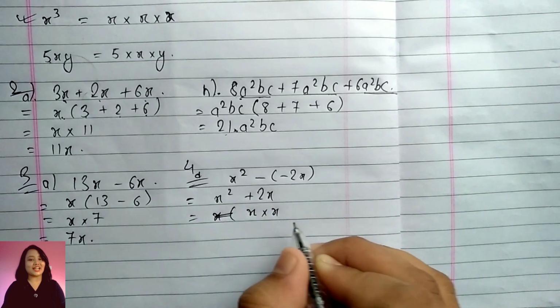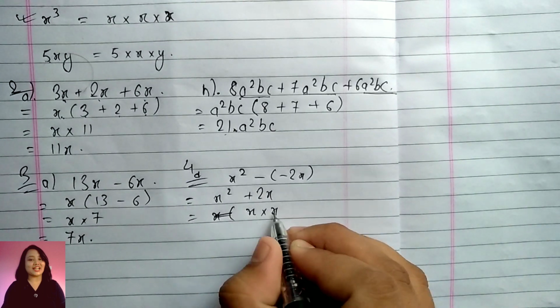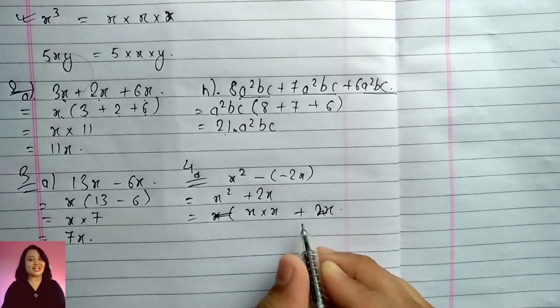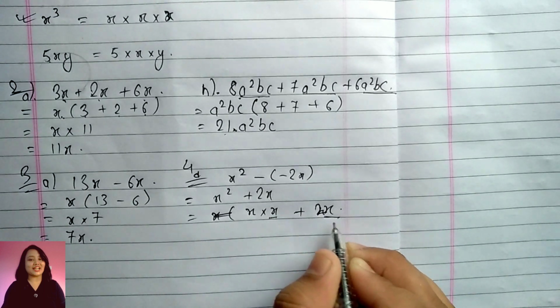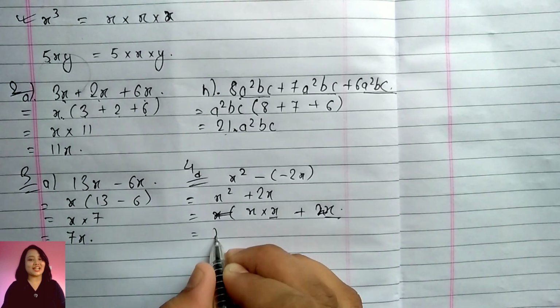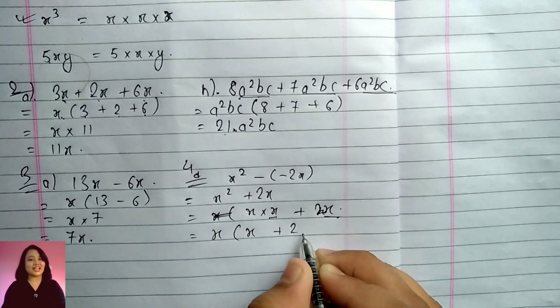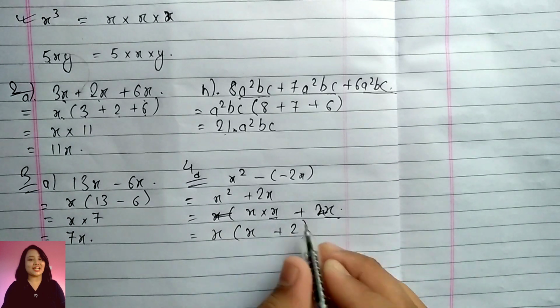X cube means x into x into x. So x into x is there and plus 2x will be there. So from this term we can consider that this x and x is common. So we can take x common and the remaining is x plus 2 in this term. So this is the answer.